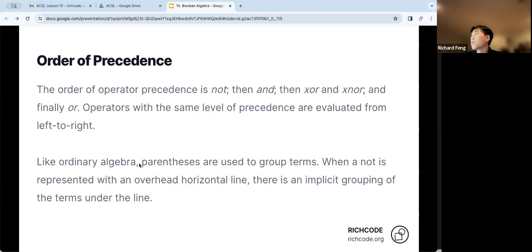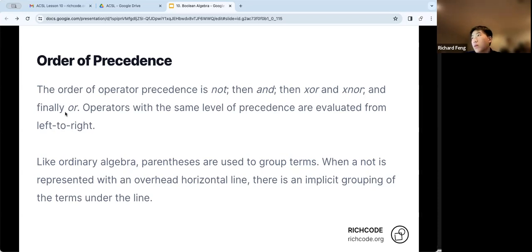And then now we'll talk about the order of precedence. So when we have a large expression with many of these operators going on, we need to know which ones to evaluate first. So there is an order for this. Whenever we have an expression, we're always going to start with parentheses, and then after parentheses is going to be not. So whenever you see not, you should evaluate that first, and then you will evaluate and, and then after and, you will do XOR and XNOR, and finally you'll do OR. So OR is last in the order of precedence.